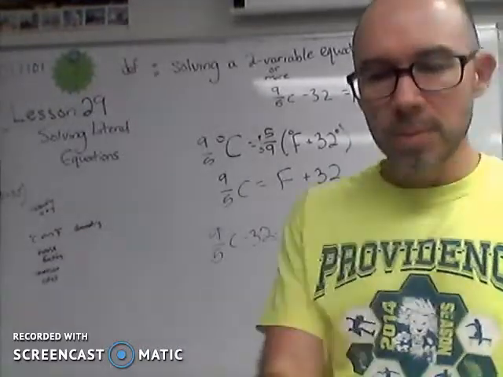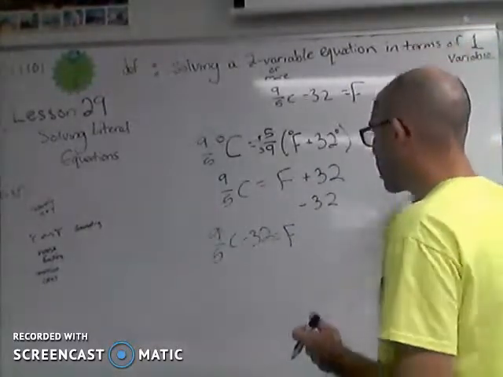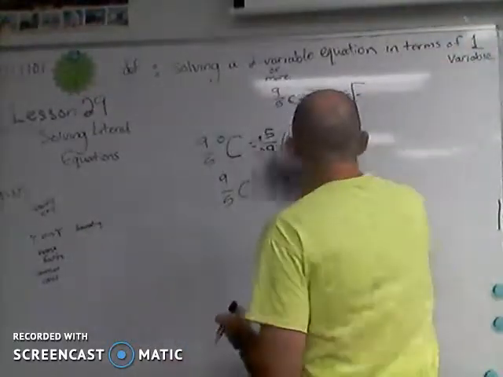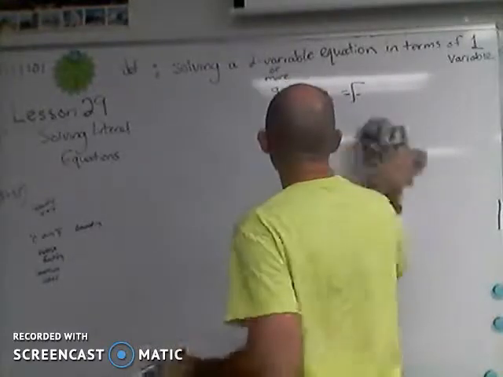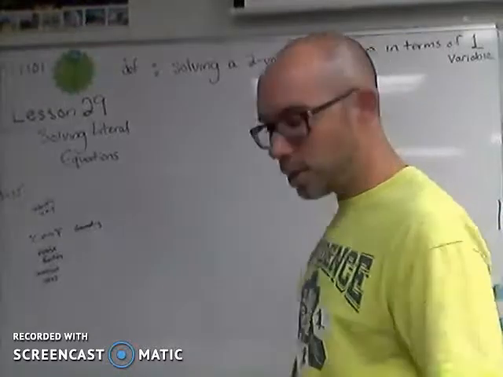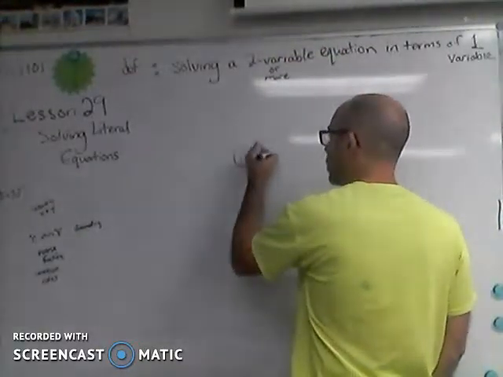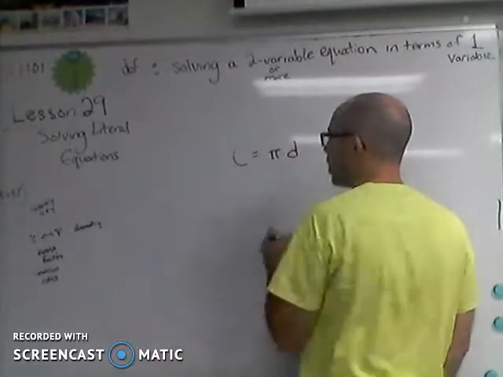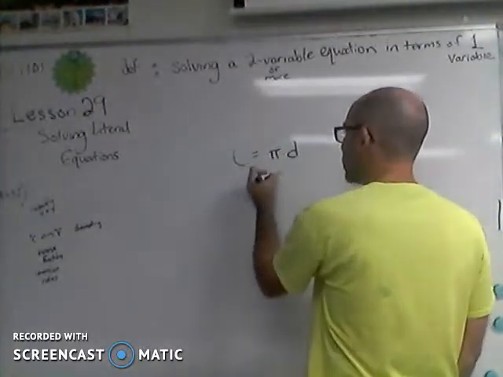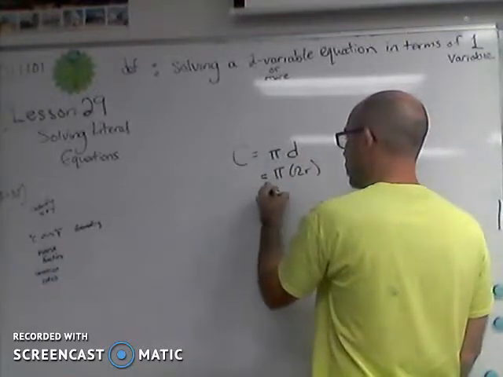Another place where this comes in handy is in the realm of geometry. Lots and lots of conversions work this way that you're going to deal with from one thing to another, but in geometry as well. Remember how circumference is defined? Pi times diameter, or pi times twice the radius.